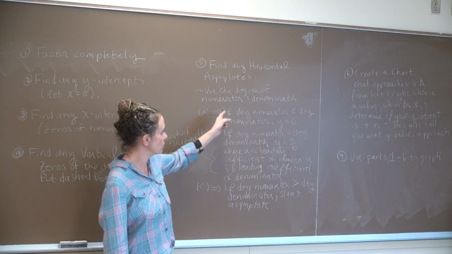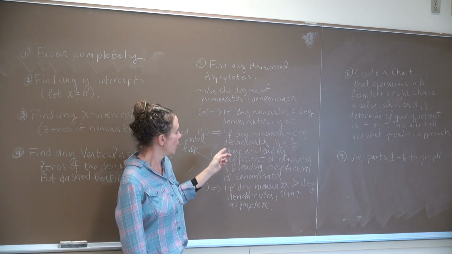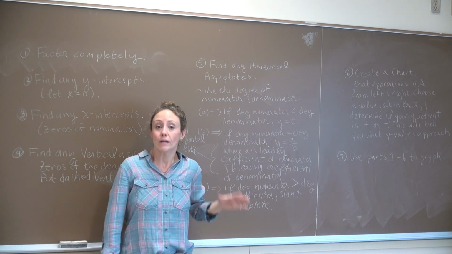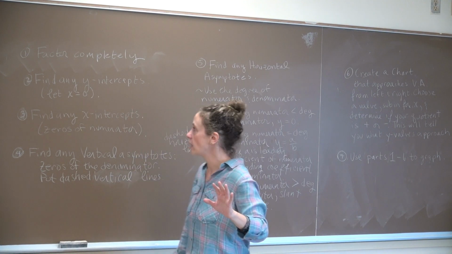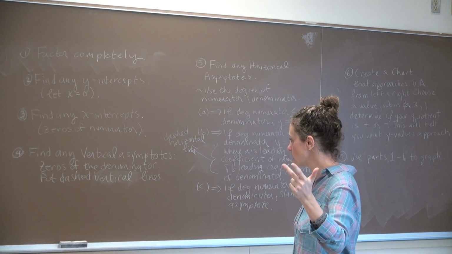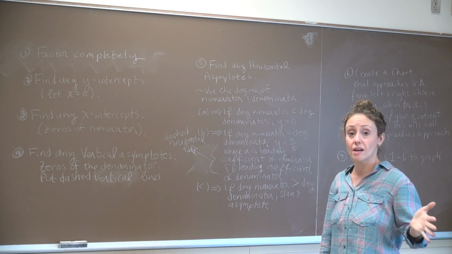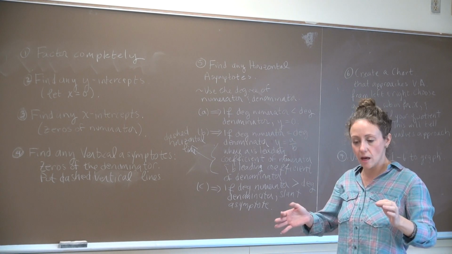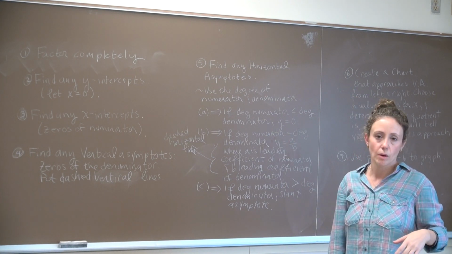What happens if the degree of the numerator is less than the degree of the denominator? What happens if they're equal? We're going to focus on these first two. Okay, so far we did the following. So far we factored, we found the x-intercepts and the y-intercepts, we found the vertical asymptotes and the horizontal asymptotes. So what we're looking at right now is a graph with some points on it and a bunch of dashed lines on it to represent the asymptote.